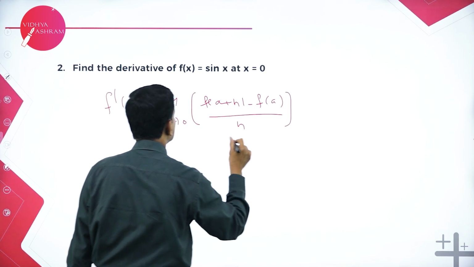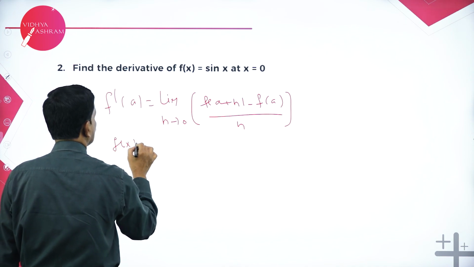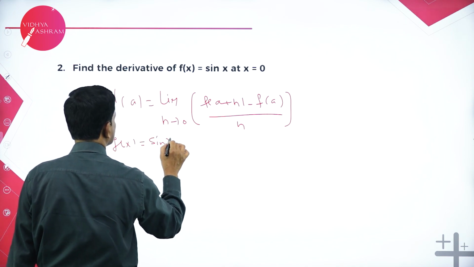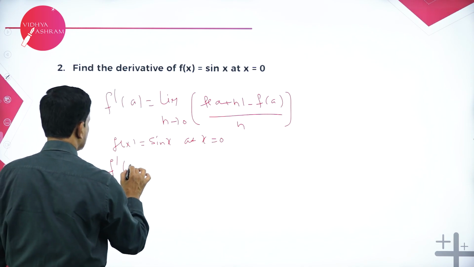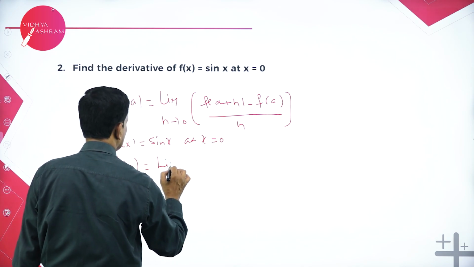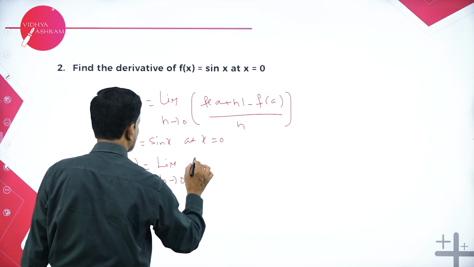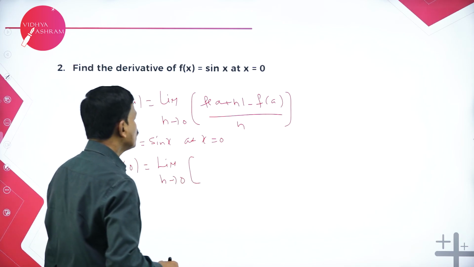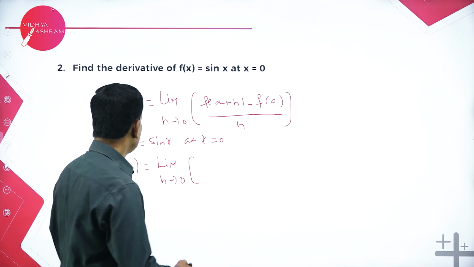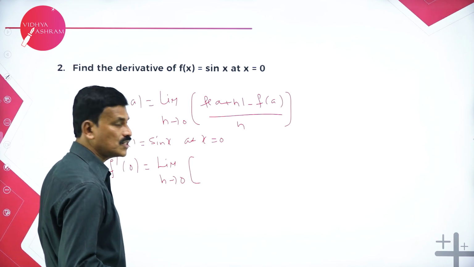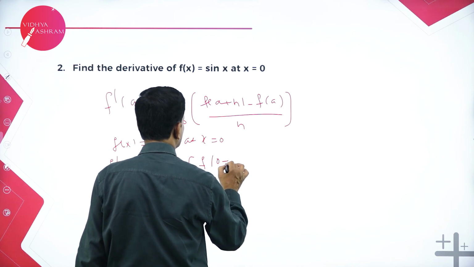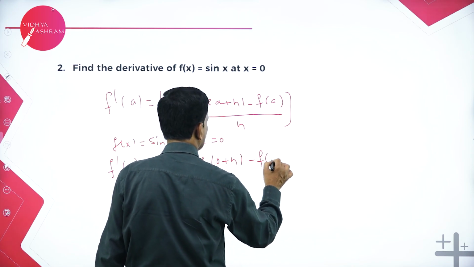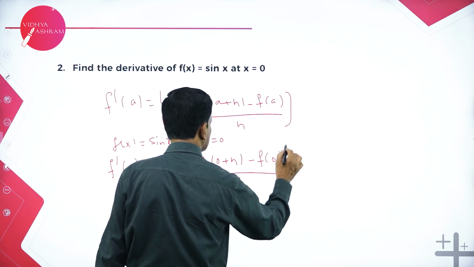This is the definition. What is the function given? f of x is equal to sin x at x is equal to 0. So f dash of 0 is equal to limit h tends to 0 of f of a plus h. Now what is to find f dash of 0? So f dash of 0 is equal to limit h tends to 0 of f of 0 plus h minus f of 0 divided by h.